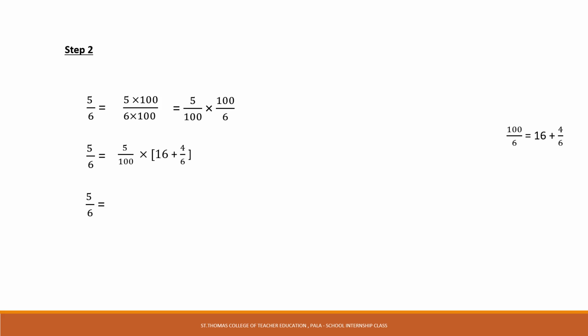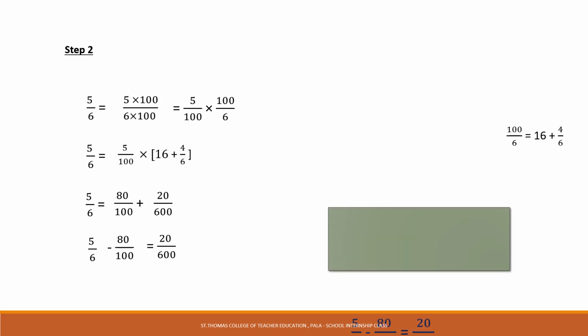And now applying distributive law, and we get two terms as 80 by 100 plus 20 by 600, isn't it? Now bringing 80 by 100 to LHS and on rearranging, we get an equation from step 2 as 5 by 6 minus 80 by 100 equal to 20 by 600. Okay, let's go through step 3.